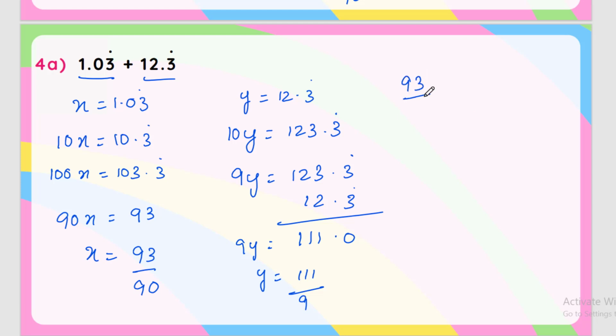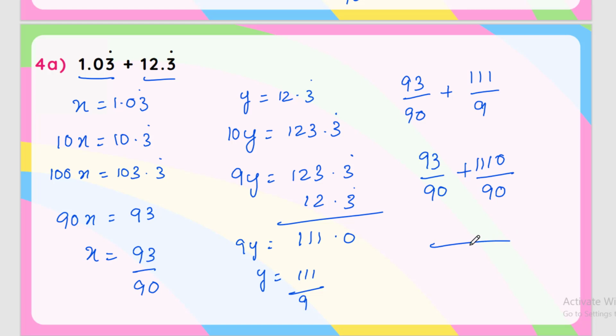Now you just do this addition: 93 by 90 plus 111 by 9. We don't have a common denominator, so this one I will multiply with 10. So 93 by 90 plus 1110 by 90. If you add these two, you will get 1203 by 90. So if we have two recurring decimals, we will do it this way. Hope you are clear with recurring decimals.